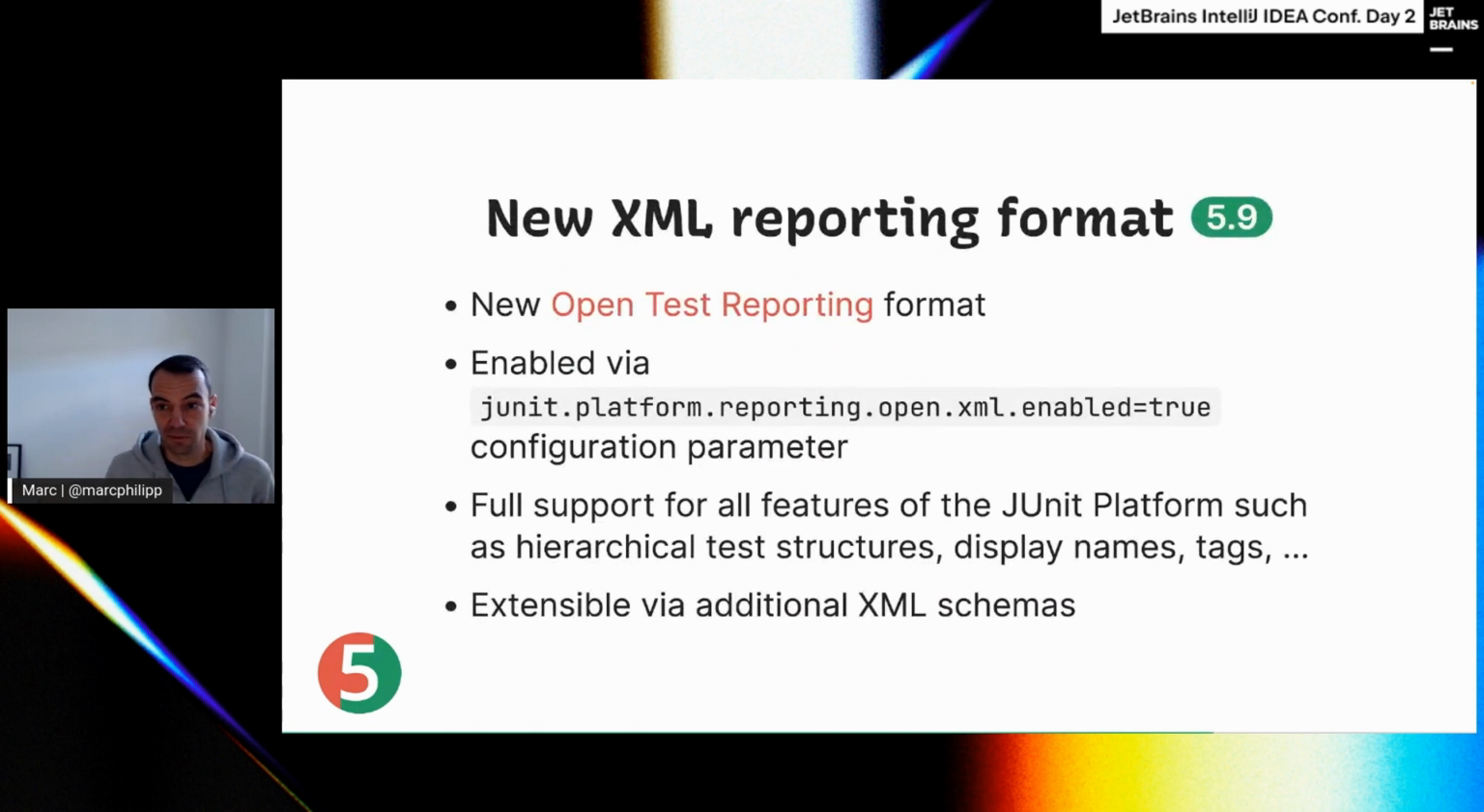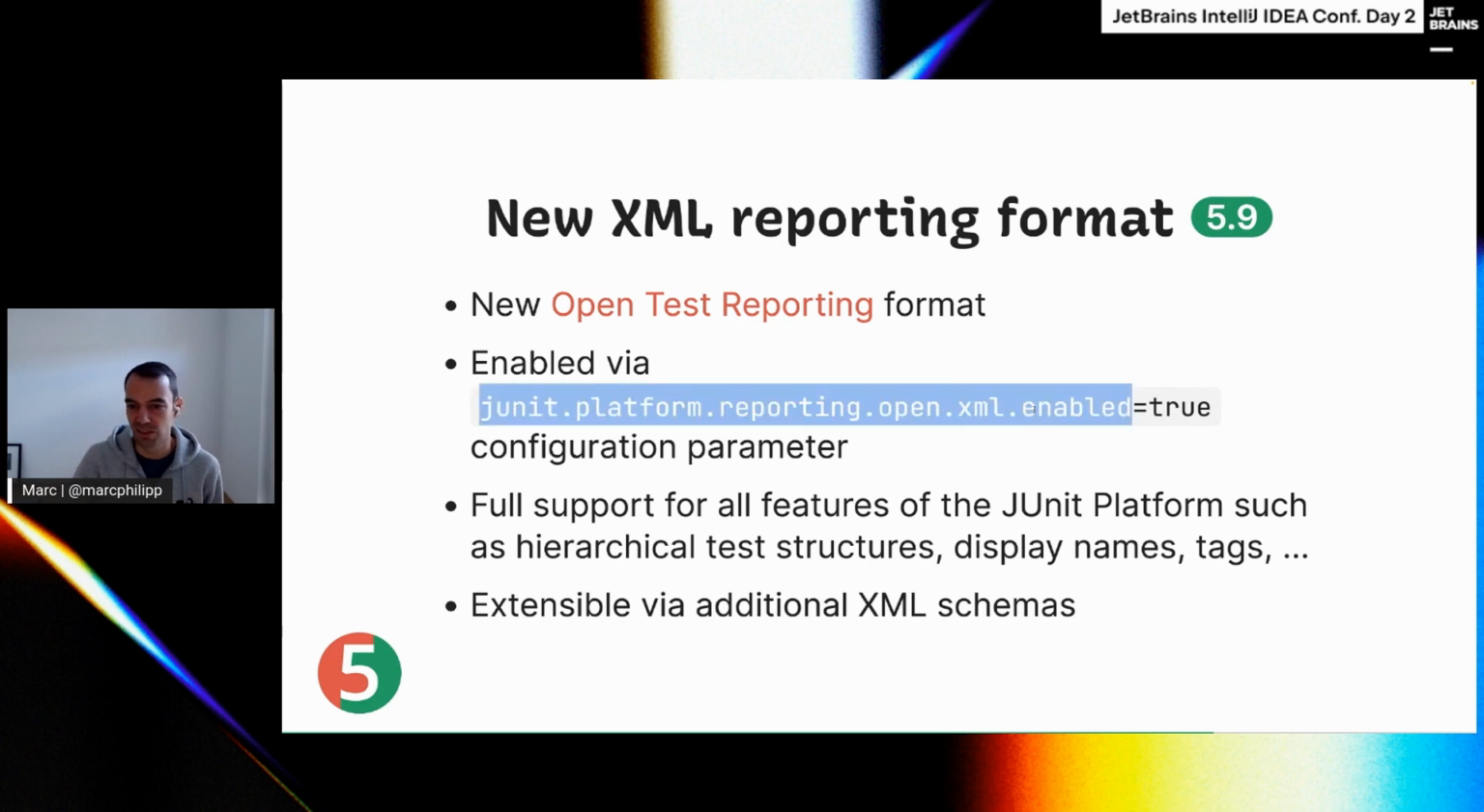And last but not least, since 5.9, there's actually a new XML reporting format, finally. And the specification for this is called Open Test Reporting. It's in a separate repository. So we've really tried hard to keep it independent of JUnit and even independent from Java. So the specification is in a separate repository under the Open Test Alliance organization on GitHub. Yeah, and we've written a default or demonstration implementation in JUnit. So it's really simple if you want to try this out.